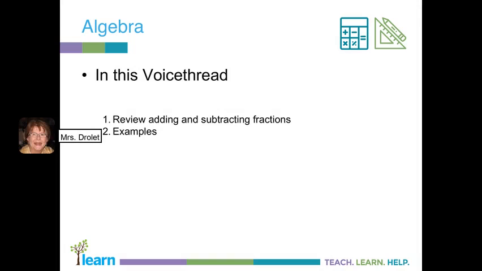What's this voice thread all about? We're going to review what you did in elementary school when you added and subtracted fractions. And we're going to look at examples that involve rational expressions.